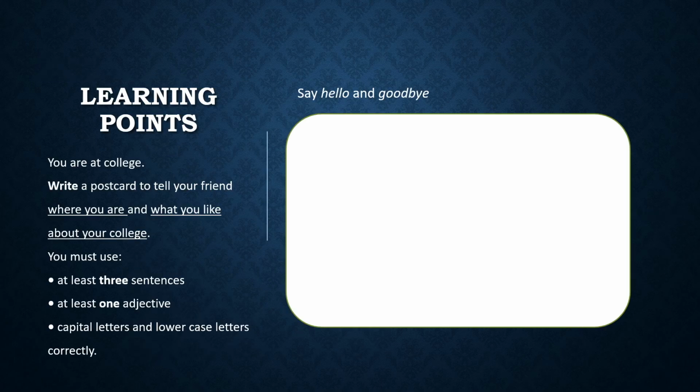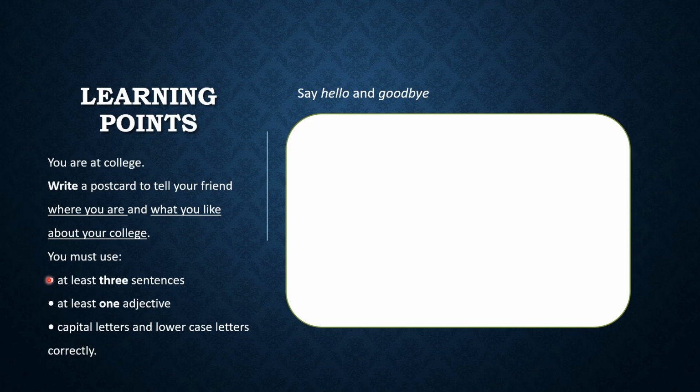So here is an example type of question that you may get in your assessment. So we're given a context here. So you are at college. Write a postcard to tell your friend where you are and what you like about your college. Now I have underlined these points here. They will not be underlined in your actual assessment paper.